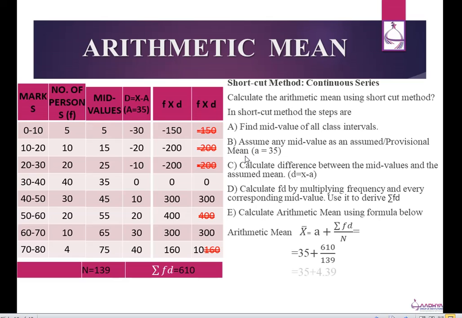Now we simplify using a calculator. 610 by 139, we get 4.39. We just add it up to get our arithmetic mean as 39.39. This is the answer.